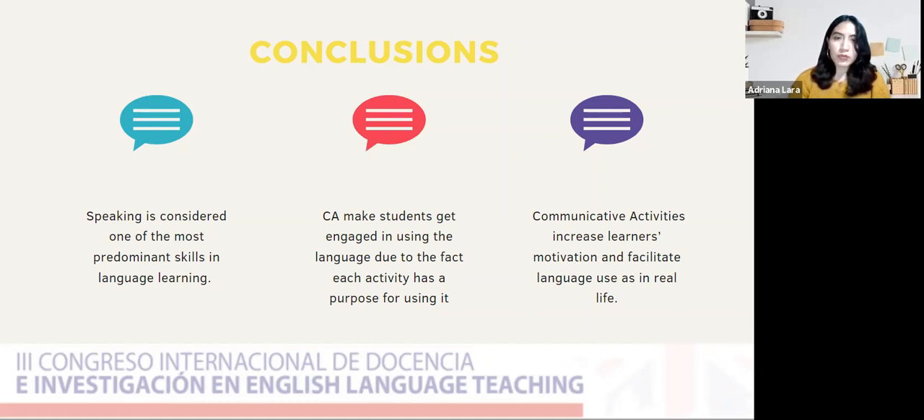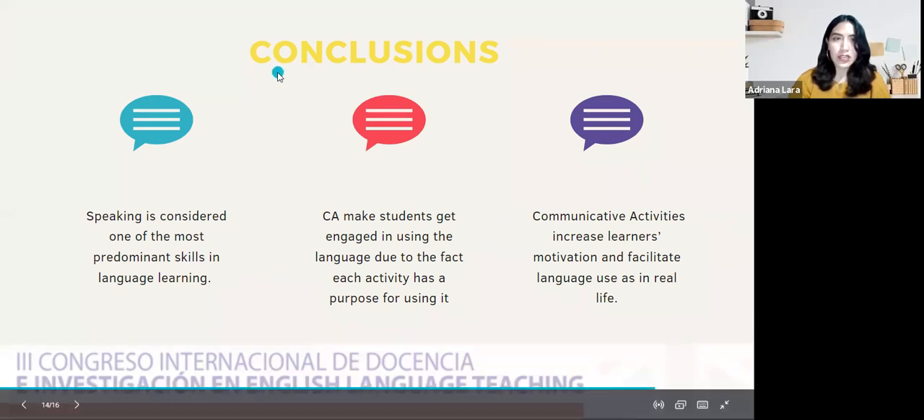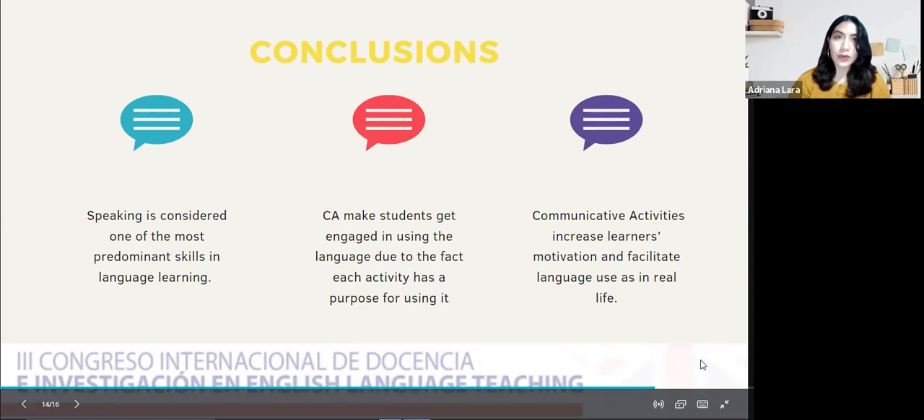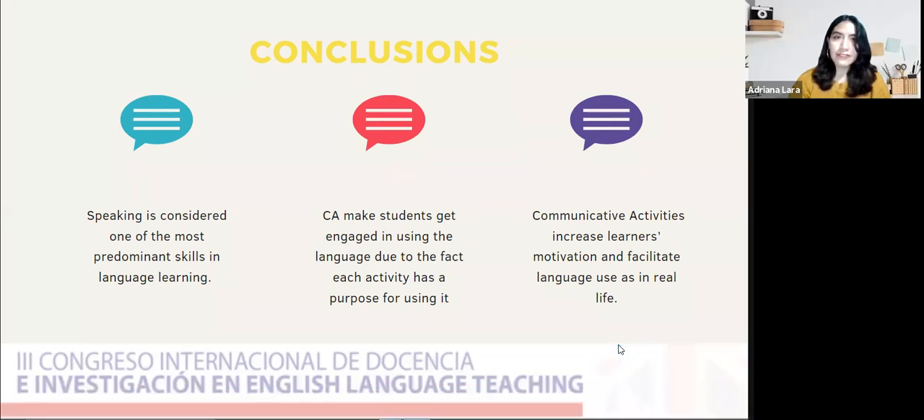It is also worth mentioning that communicative activities offer to language learners lots of benefits. For instance, it makes students get engaged in using the language because all of the activities have a purpose for the students when using it. Consequently, there's a high impact on the ability to use the language fluently. Students are going to improve the way they communicate with each other. Furthermore, communicative activities increase learners' motivation and facilitate language use as in real life.